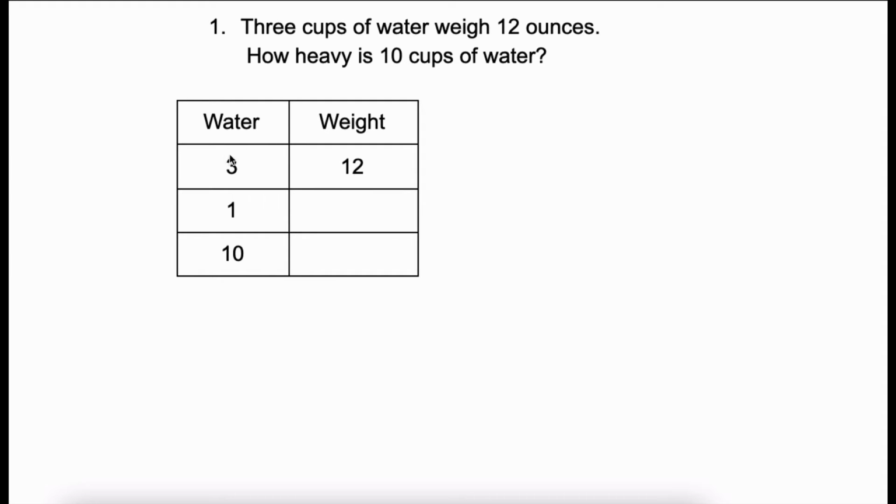This one's pretty straightforward. The first thing I need to get to is a ratio of 3 to 12 to 1 to something, and since I'm getting smaller, the only way to get there is to divide. So how do you get from 3 to 1? That's easy. 3 divided by 3. Whatever you do to one part of a ratio, you do the exact same thing to the other part of the ratio. So 12 divided by 3 would bring this to 4. So a 3 to 12 ratio is equivalent to a 1 to 4 ratio.